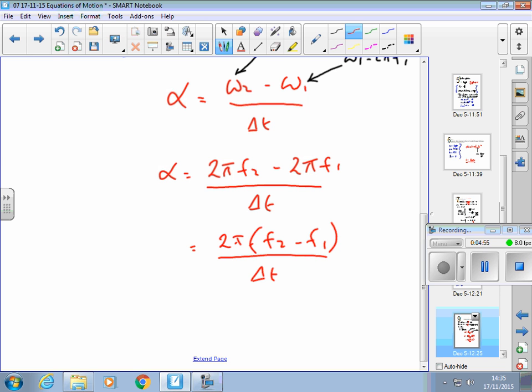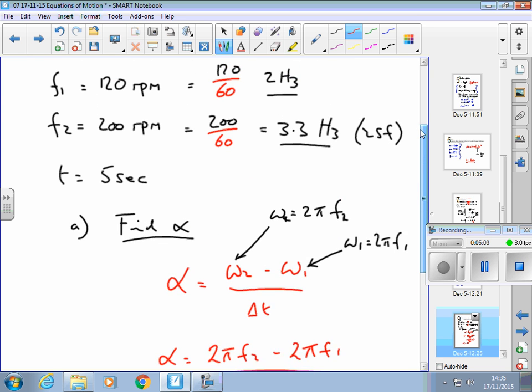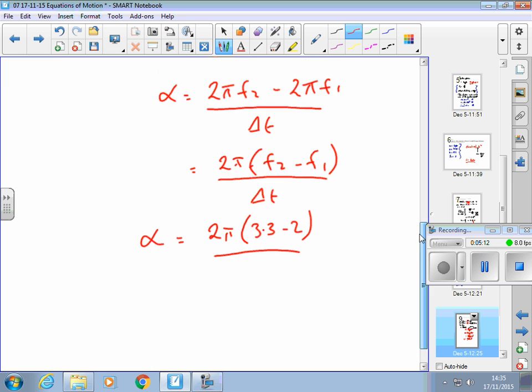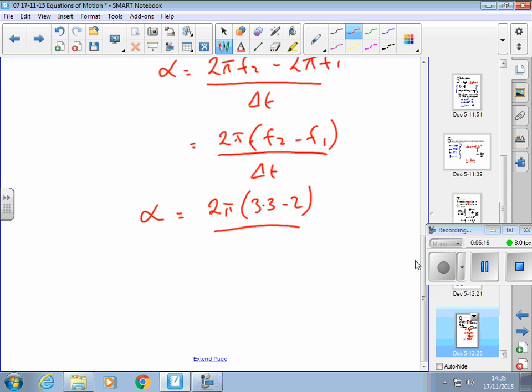So alpha equals 2 pi times F2, which is 3.3, minus 2, over delta t, which is 5 seconds. So I could put that into the calculator in one hit and I would get the angular acceleration. What does it come out to be? I got 1.63, Alex. I like your confidence. There might be a rounding issue, but that looks right. 1.63, if you rounded that to three significant figures, say so.